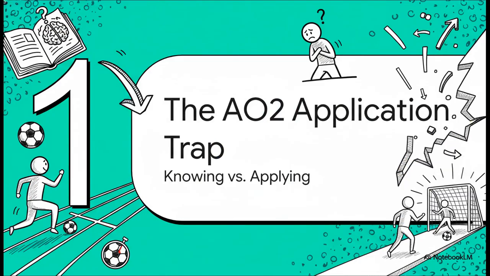And here it is, the big one, the AO2 application trap. This is where so many marks are just lost. It's the gap between simply knowing a fact and being able to use that fact in the specific sporting scenario the examiner gives you. See, just writing down a definition isn't going to cut it. You have to connect it to the game.